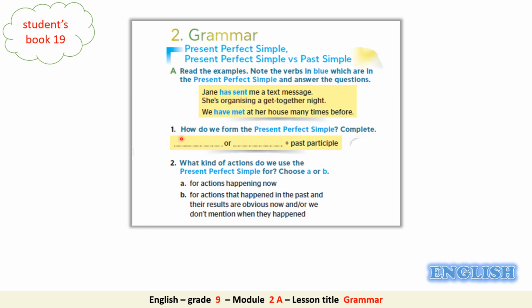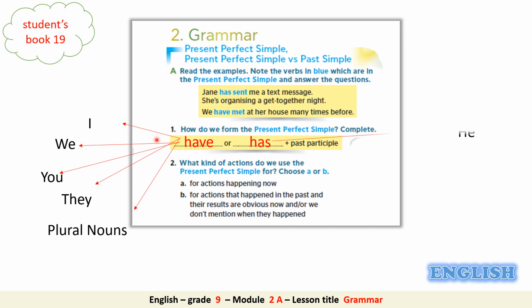Now let's answer these two questions. How do you form the present perfect simple? Complete. Look at these two verbs, has sent and have met. How do you form present perfect? What do you think? Excellent. We add either have or has plus past participle. Now let's look at this example. Has sent. Has plus the past participle of the verb send, which is sent. Have met. Have plus the past participle of the verb meet, which is met. Now, as we know, have is used with I, we, you, they, and plural noun, whereas has is used with he, she, it, and singular noun.